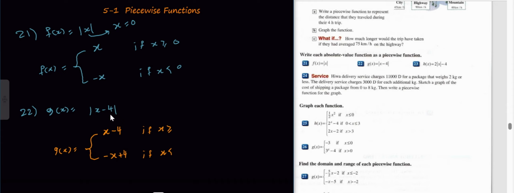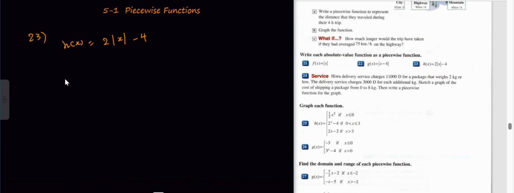And then how can we find these two domains here? We are going to look at the inside of the bracket. We equalize it with 0. So it will be x minus 4 equals 0. And we move this negative 4 to the other side. It will be x equals 4. So this is our domain. So we can write 4 here and 4 here. That's it. Let's solve 23.